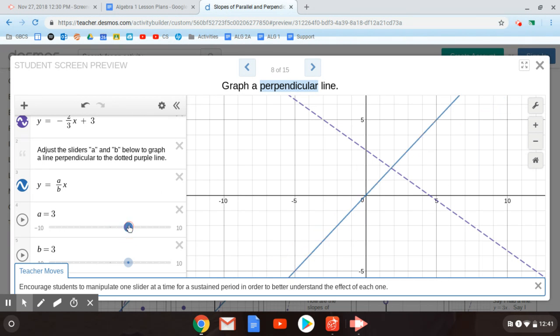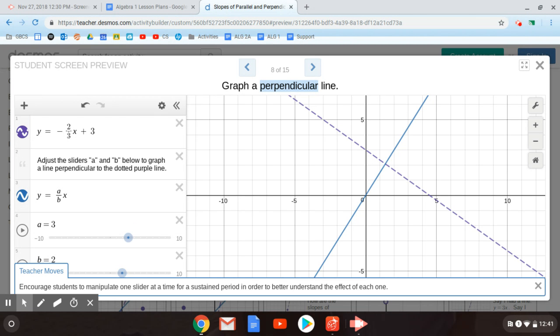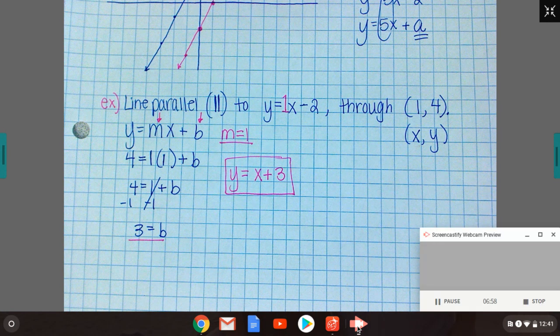Let's try something different. Let's do 3/2. And notice now that is much more perpendicular. So what we're going to end up finding out is that when we have a negative reciprocal, it's going to create a perpendicular line set. So that's what our next example is going to be like on our notes.